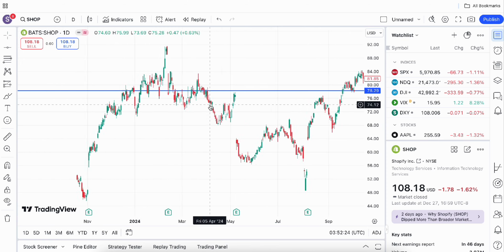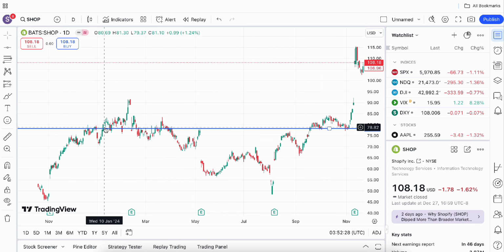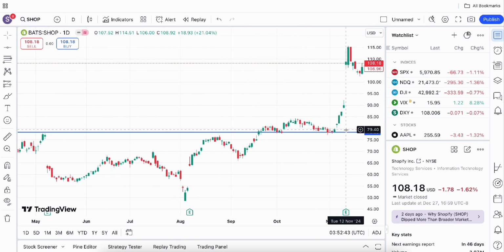And you can clearly see, if we zoom back, the Shopify stock clearly shows that this is a line that was a resistance at multiple points before. So this is clearly a line of strong resistance that they have identified, and they're trying to buy the stock based on that. And they were pretty successful in this case when the stock hit this resistance line and started to rise, and they took advantage of that.